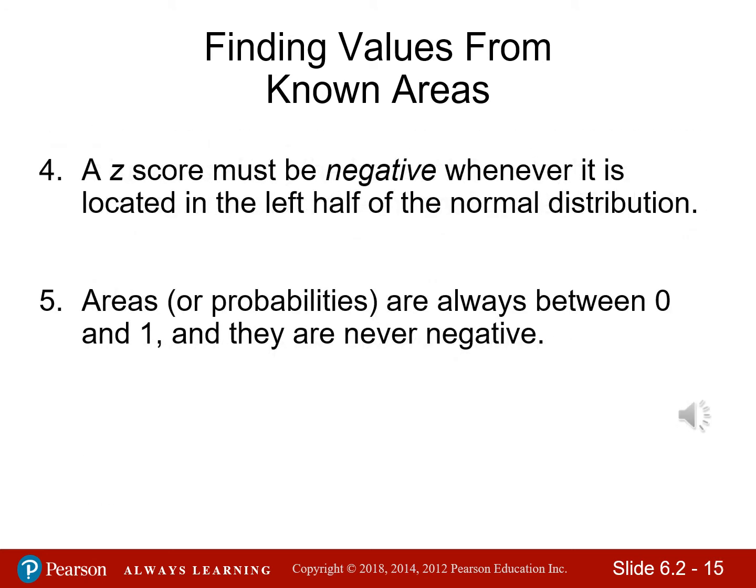Number 4, a z-score must be negative whenever it's located on the left half of the normal distribution. And number 5, areas or probabilities are always between 0 and 1, and you can never have a negative area or a negative probability.